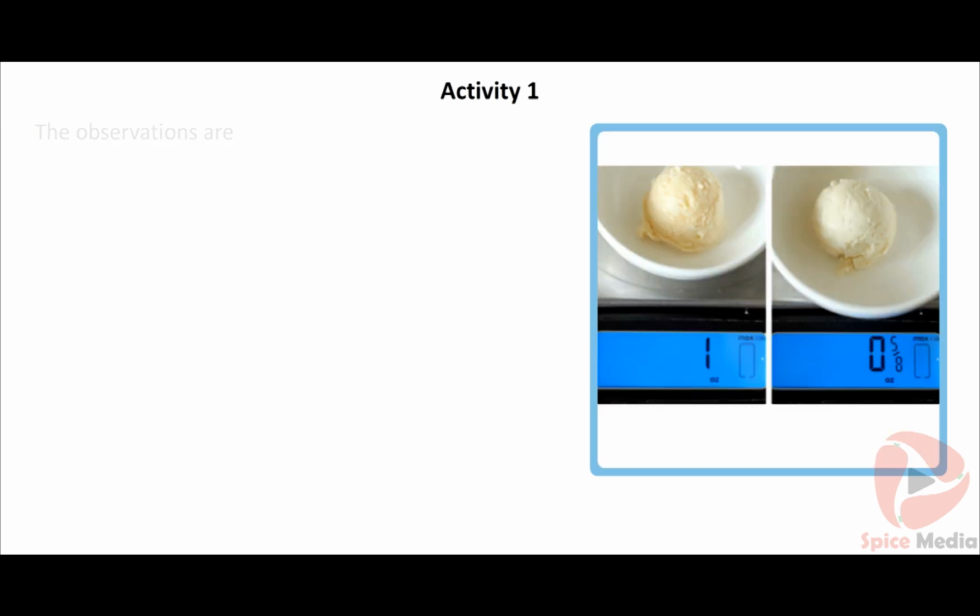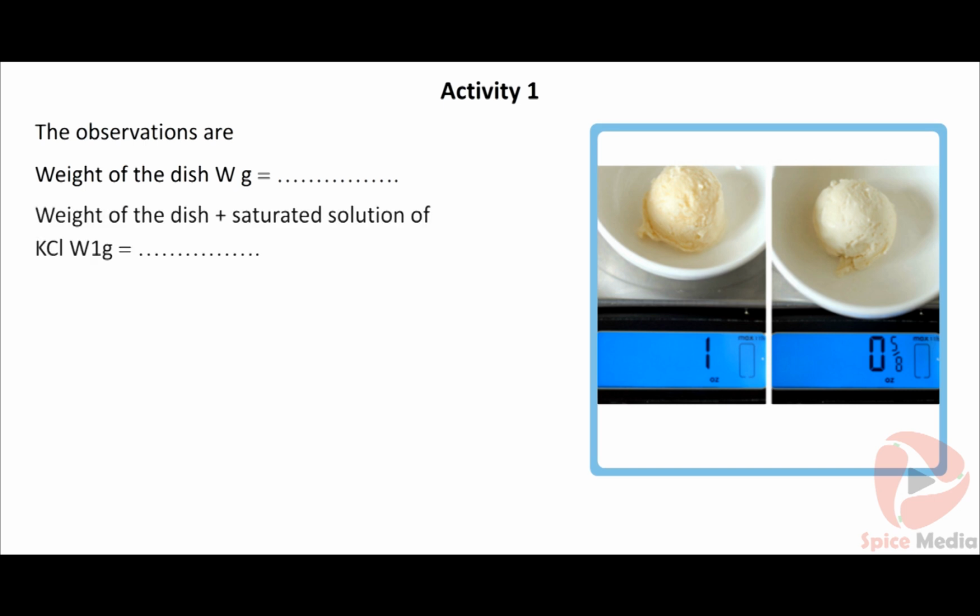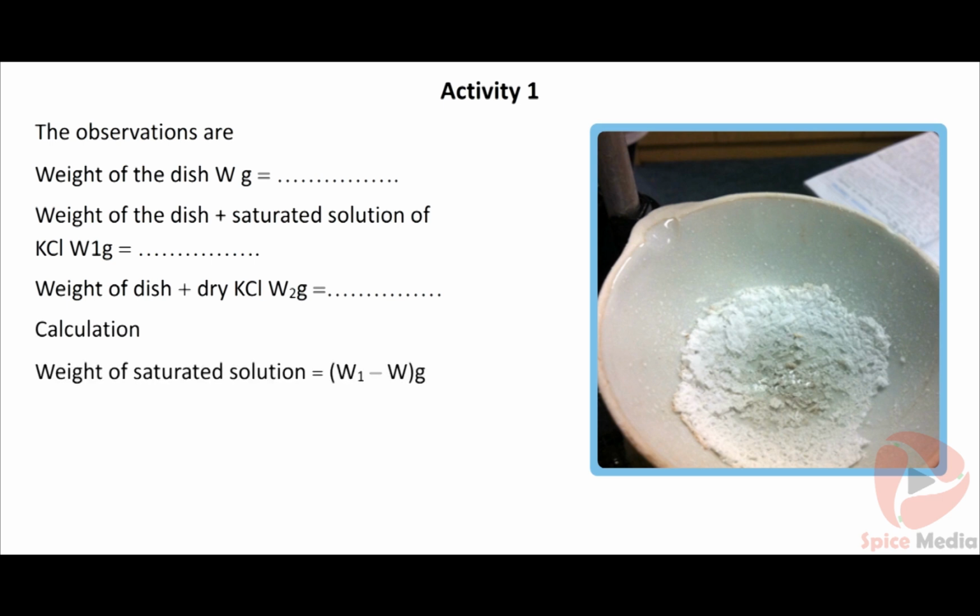Note down the weights. The observations are: weight of the dish W grams, weight of the dish plus saturated solution of KCl W1 grams, weight of dish plus dry KCl W2 grams. Calculations: weight of saturated solution is equal to W1 minus W grams. Weight of KCl is equal to W2 minus W grams.